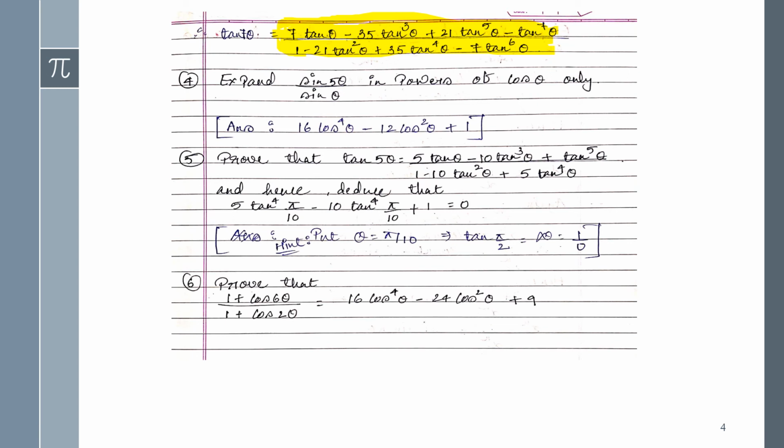In the 4th example it's given, expand sin 5 theta upon sin theta in powers of cos theta only. So how will you simplify this term? For this, first you have to find sin 5 theta, and this one you will divide by sin theta. After this, whatever answer you are getting, in that answer you will convert all the sine functions into cos only, then you will get the final answer.